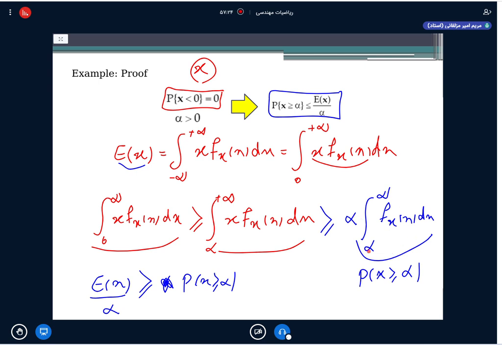But what is the meaning of integrating the PDF of X between alpha and positive infinity? It is equal to the probability that X is larger than or equal to alpha. So here we prove the example, our proof is complete. Okay, any question?